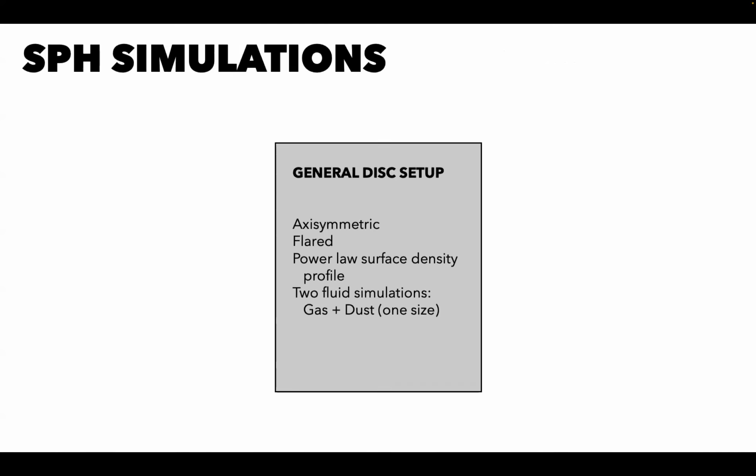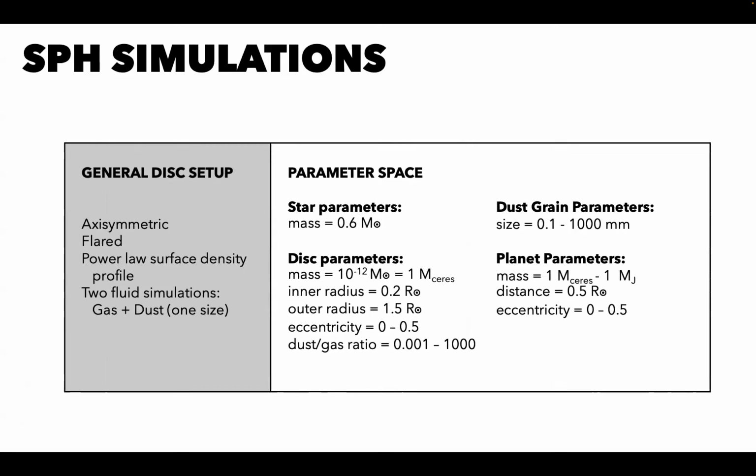If we look at our simulation space, obviously we take this setup. At the beginning it's an axisymmetric flared power-law surface density profile, and we're using two-fluid simulations with just one size of dust. For the parameter space, just a few parameters are important. The mass of the star is going to be 0.6 solar masses because it's the average one. But obviously the spectra for the observables that we are going to try to reproduce is going to be a white dwarf spectra.